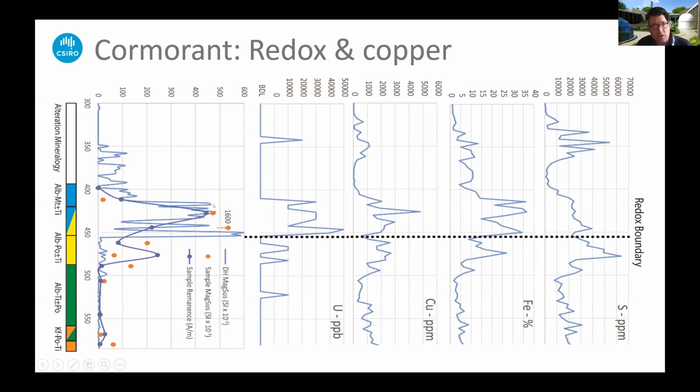You can see there's a huge drop-off in the magnetic susceptibility. This line here basically goes from the maximum right down to 0. And if you look at some of the geochemistry, what you can see is you've got sulfur dropping out across this redox boundary. You've got iron dropping out on the more oxidized side. You've got copper dropping out on either side. And most importantly, what I'm about to say next, you've got uranium dropping out also on the oxidized side.